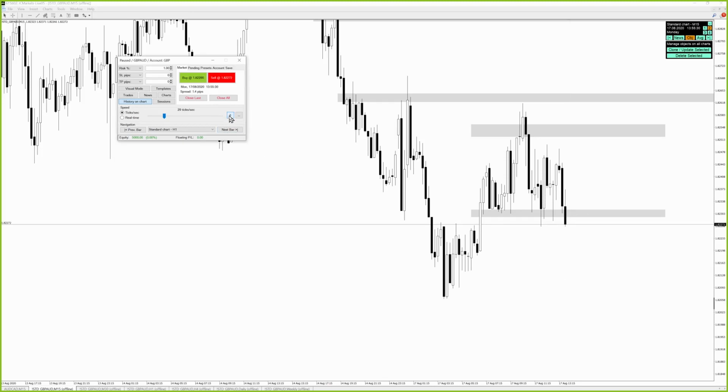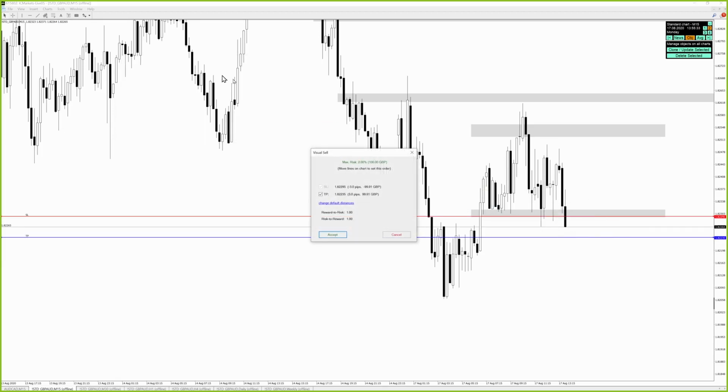So let's just wait for this break of the low over here. So we're breaking the low at this point. I think the risk was 3%, so we're going to go with 2% risk. Let's go towards visual mode. Oh, this is visual mode? Okay. So I'm going to take a sell over here.